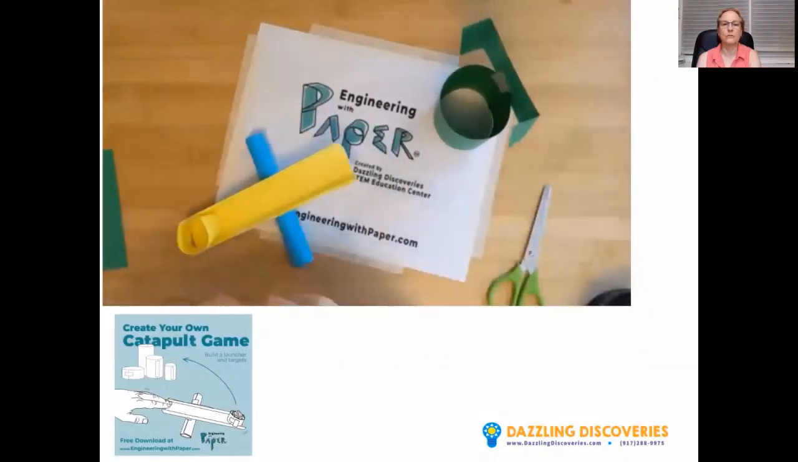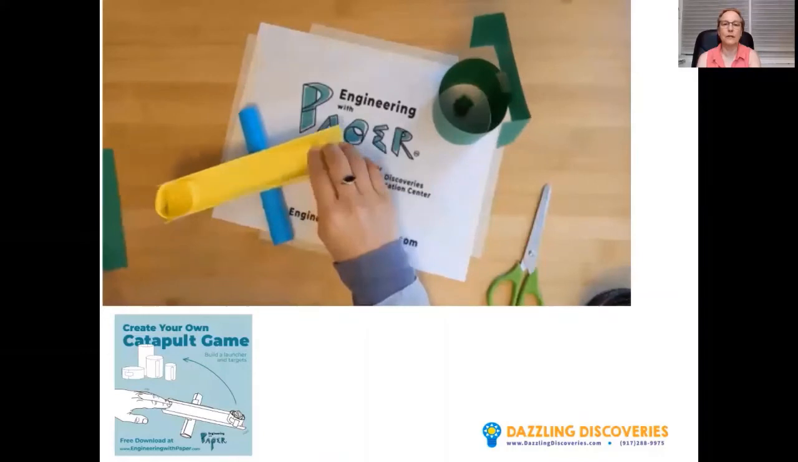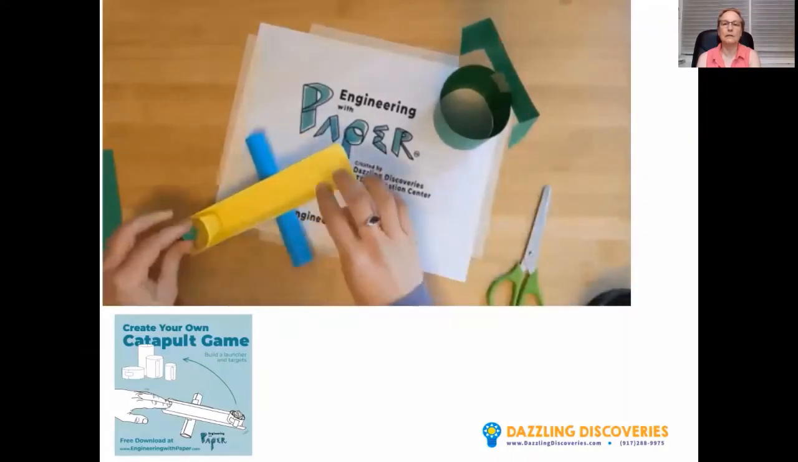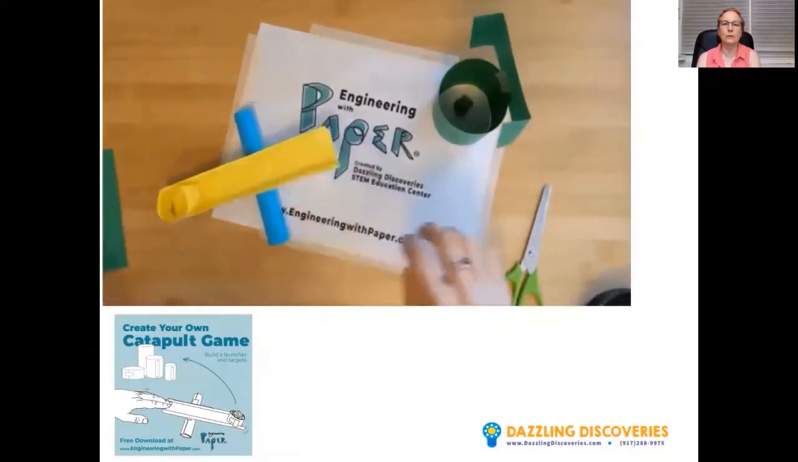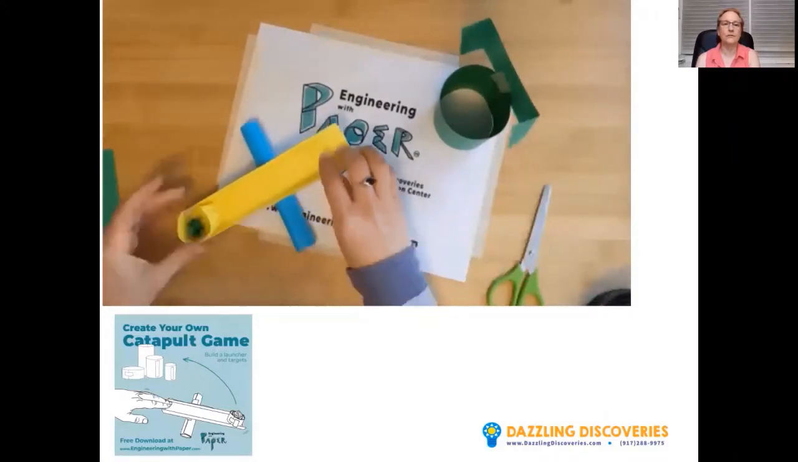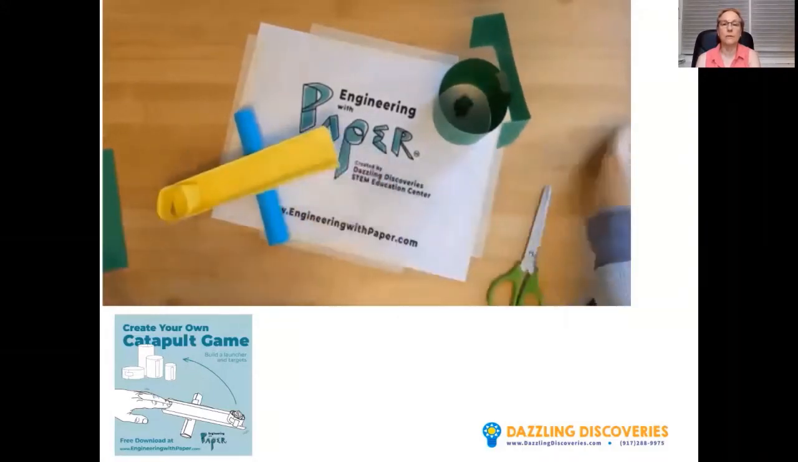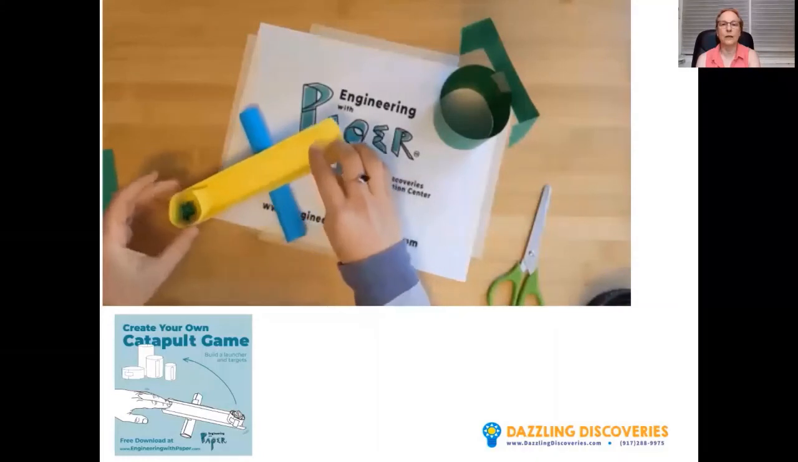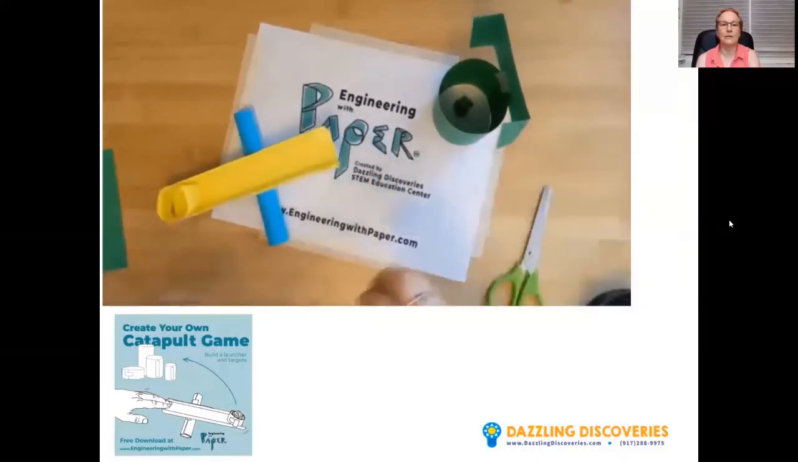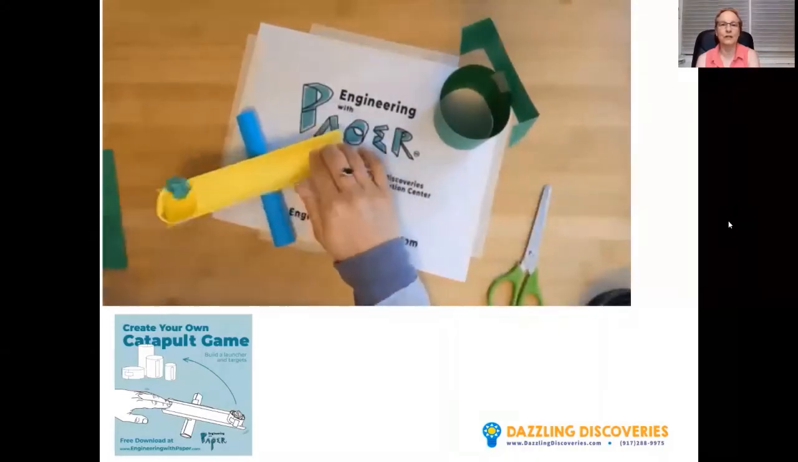You will also notice the target, or the basket, is also made of the same cylinder and a track just a little bit wider. This is a free download on our website, our Engineering with Paper website. We have several free downloadable projects.